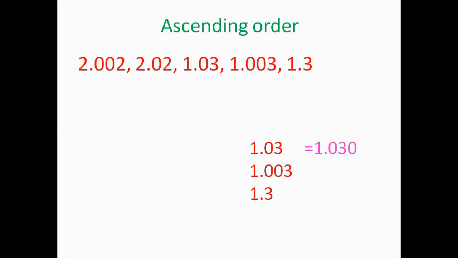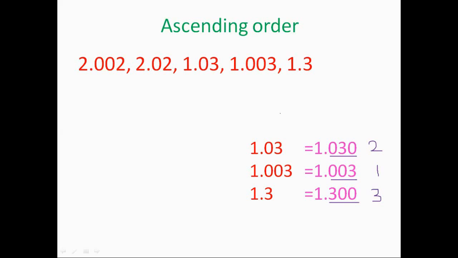See, so 1.030, 1.003, because we already have 3 digits, no need to add 0. And 1.300. I added 2 zeros here to make the 3 digits. Now we have an equal number of digits. Now I can arrange in order very easily. So 003 is the smaller quantity. This is 030, so it must be second. So 300 is bigger, so it must be the third number. Okay, so I arranged the whole number 1 in order.